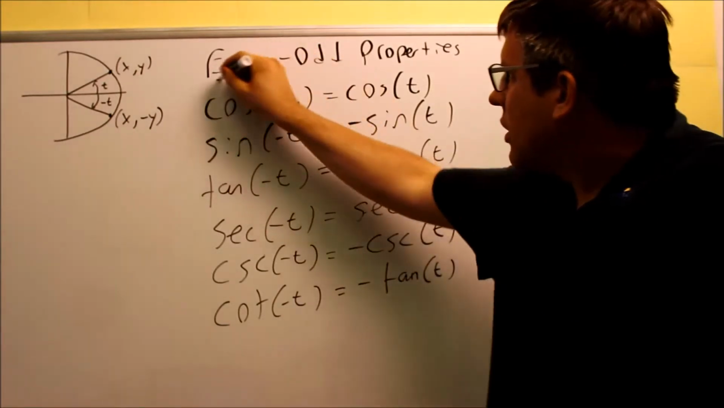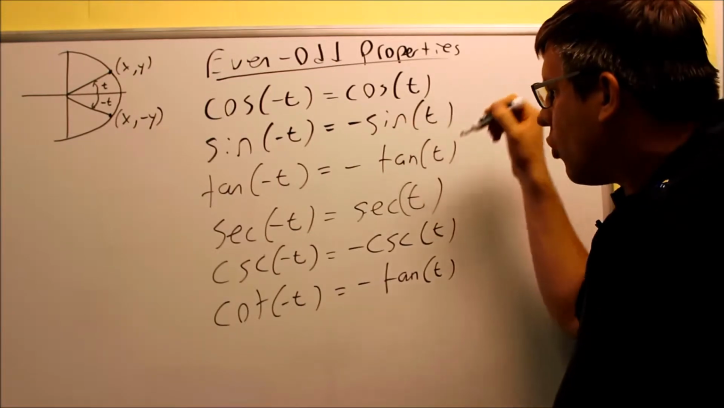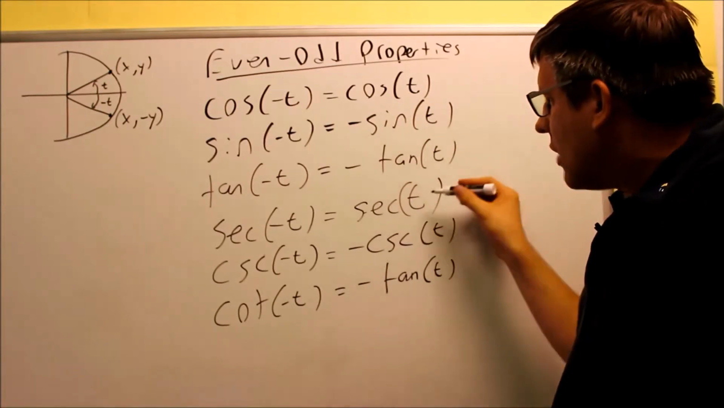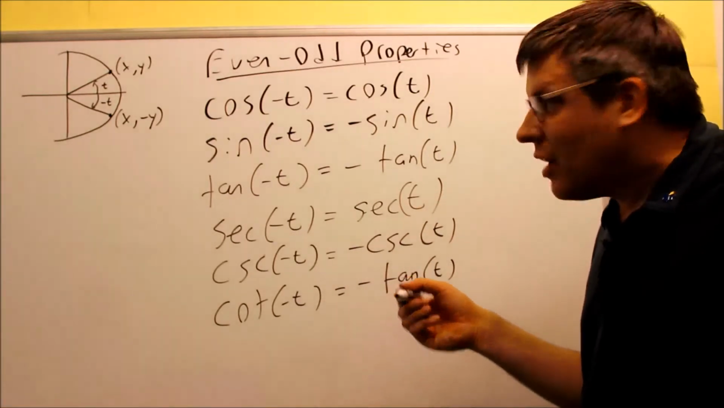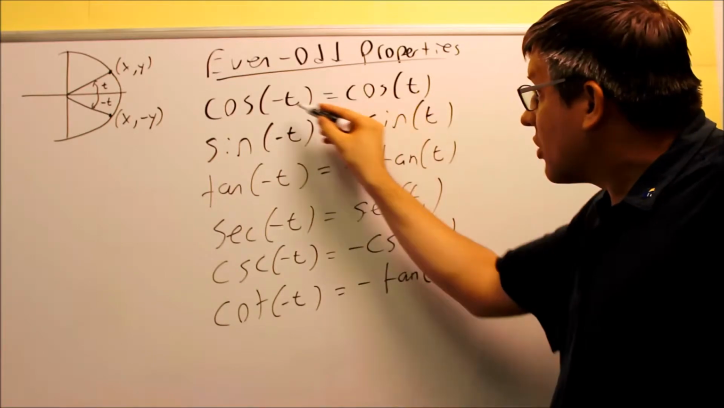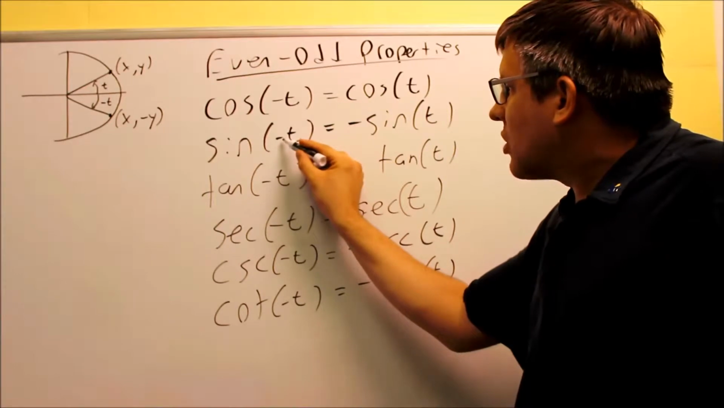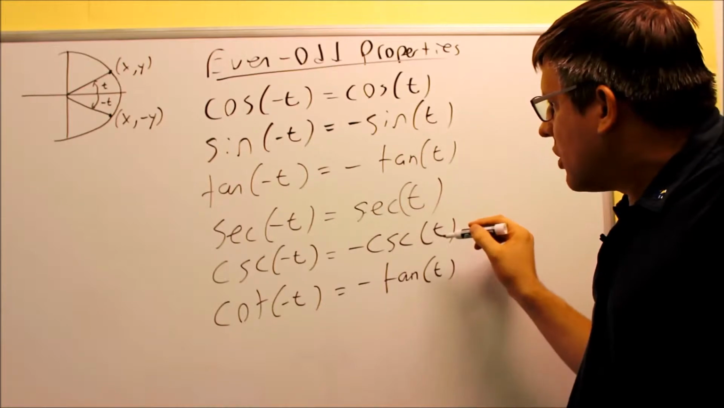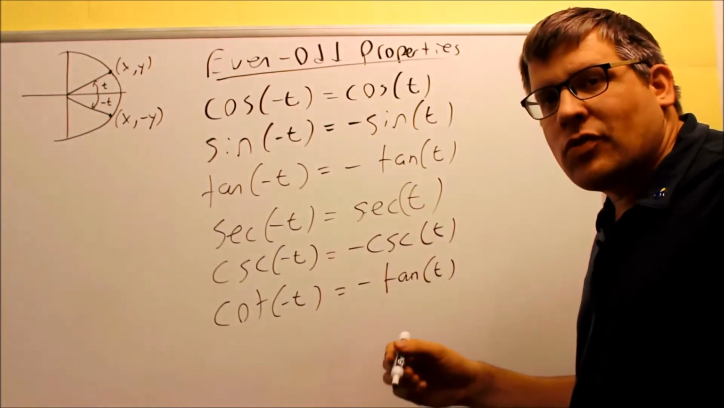These are called the even-odd properties, and we see that the only ones that end up being positive are cosine and secant. These are the only ones that are positive. Everything else is going to be negative. So that's the way that you can remember that. If I have a negative angle inside, if it's cosine or secant, I can just get rid of that negative completely and it's positive. For all the other ones, the negative inside in a way comes to the outside, and then I have all positive angles. That's really how it works. So it's a way to take a negative angle and rewrite it as a positive angle.